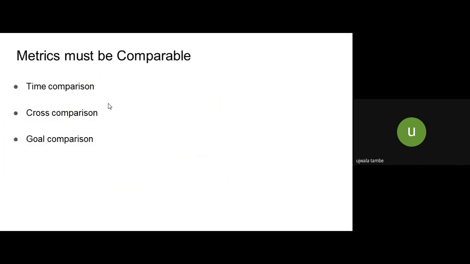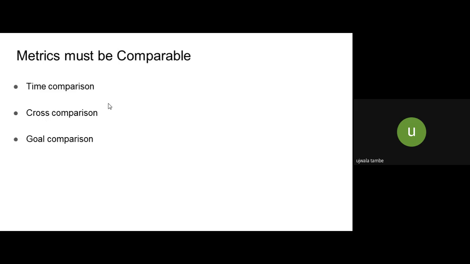After that, the metrics must be the following. Metrics must be comparable in the following categories. So first, comparison might be related to the time, cross, and goal. Comparing metrics against time can allow you to represent the trend and make a comparison against a point in the past or even against the future forecast.